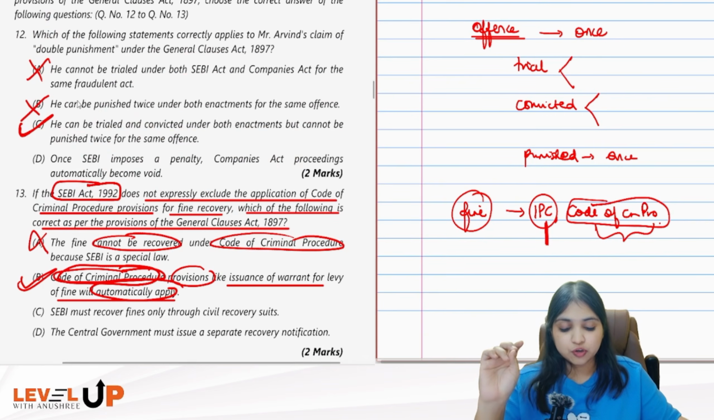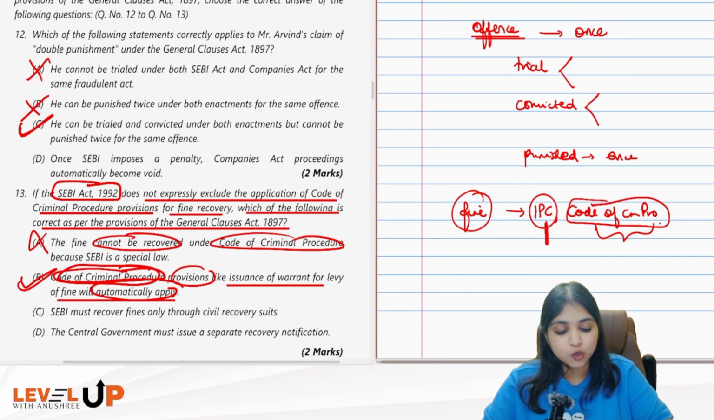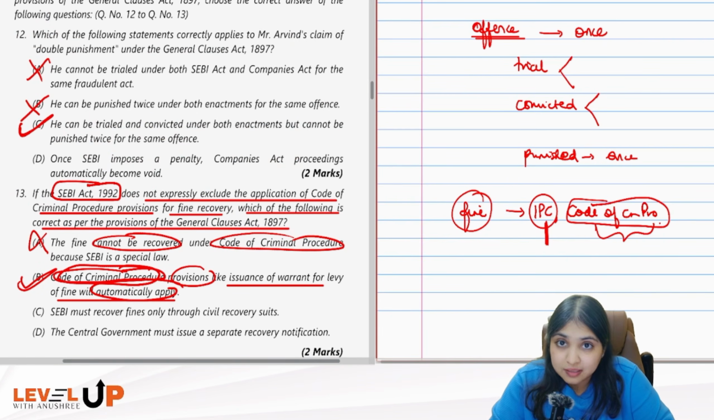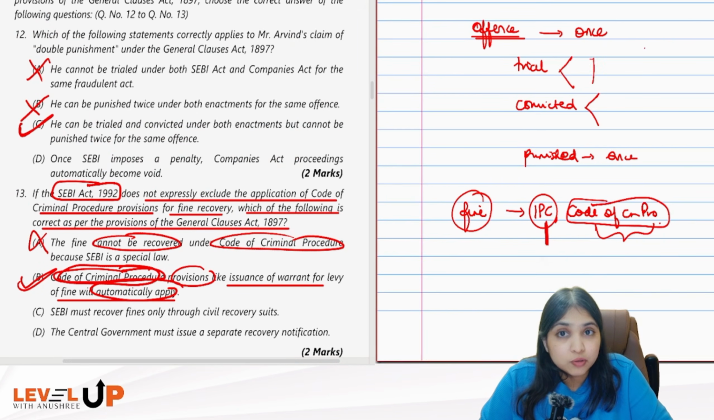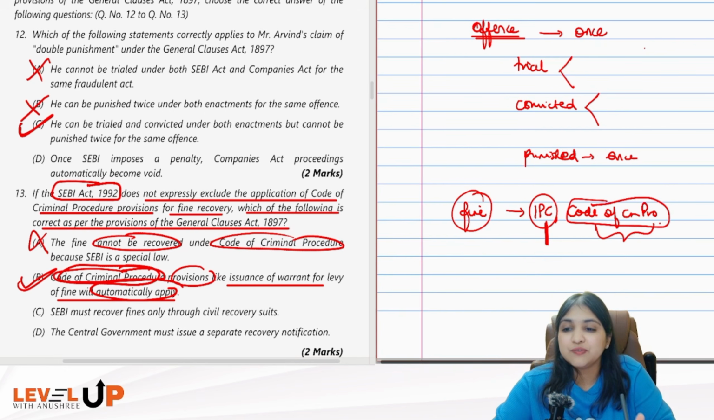Okay, this was your General Clauses Act. Your first learning over here is, if a person commits an offence, then trial can be under both the acts. He can be convicted under both the acts, but he cannot be punished twice for the same offence.